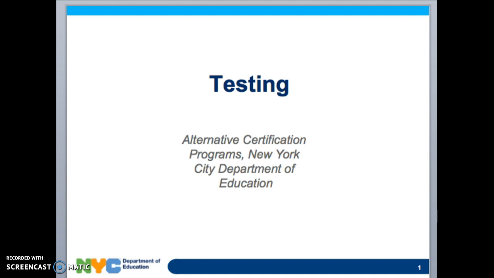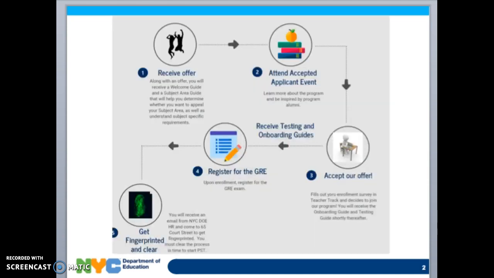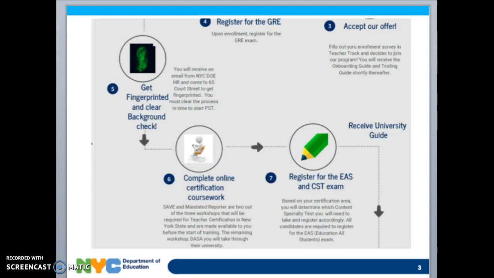So let's get started. Before we talk specifically about testing, we'll just go through where we are in the process. At this point, you've already received an offer from us. We hope that you've taken advantage of attending one of our in-person accepted applicant events. You've accepted our offer, registered for, and maybe some of you have taken the GRE already to get adjusted to computer-based testing. You may or may not have gotten the email to come in and get fingerprinted, as well as clear background check. You have received an email about completing online certification coursework via Blackboard, and now you're ready to register for the EAS and CST exam.